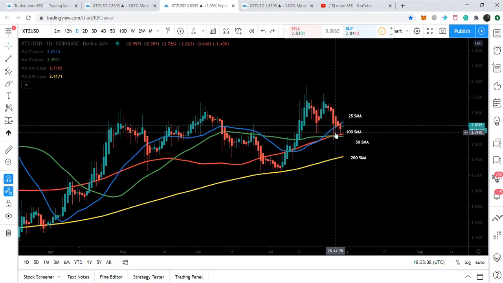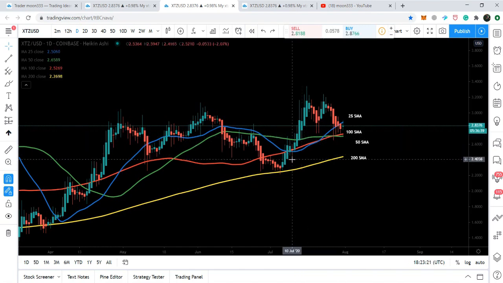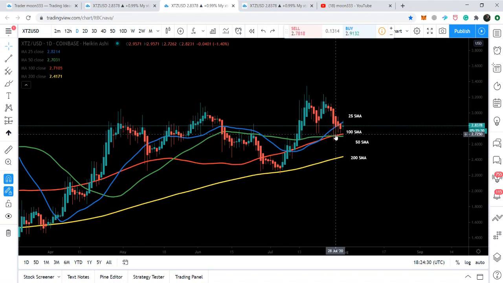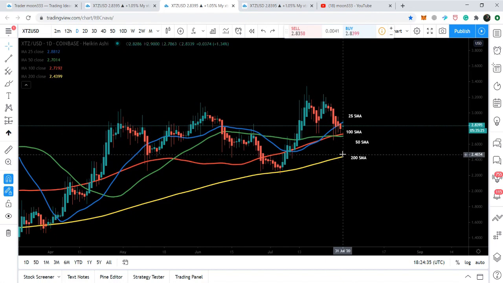Whenever the smaller time period moving average crosses down the bigger time period moving average, that is a bearish or sell signal. And whenever any smaller time period moving average crosses up the bigger time period moving average, that is a buying or bullish signal. And here we have this sell signal or bearish signal, because this 50 simple moving average has crossed down this 100 simple moving average, and now if it crosses down this 200 simple moving average, that will be called a death cross. That will be a very strong sell or bearish signal.